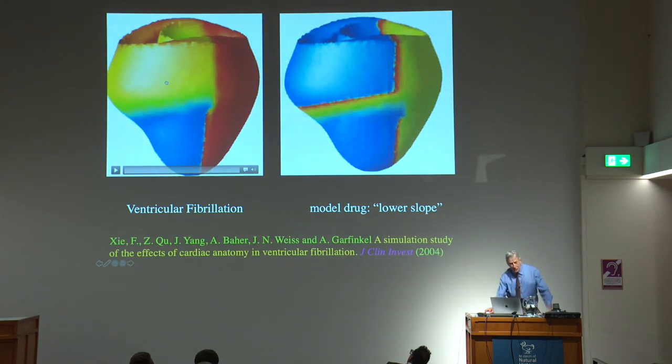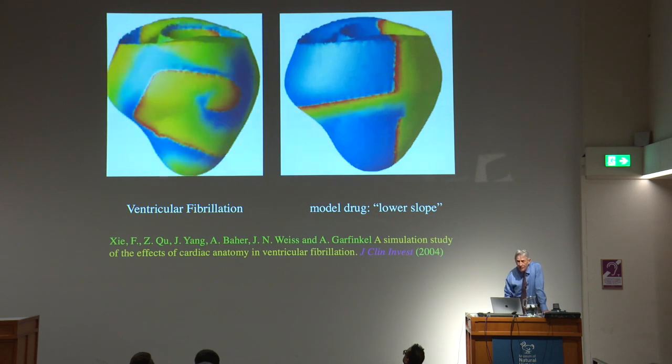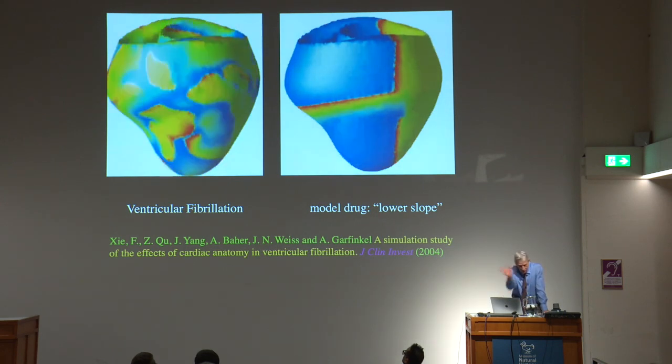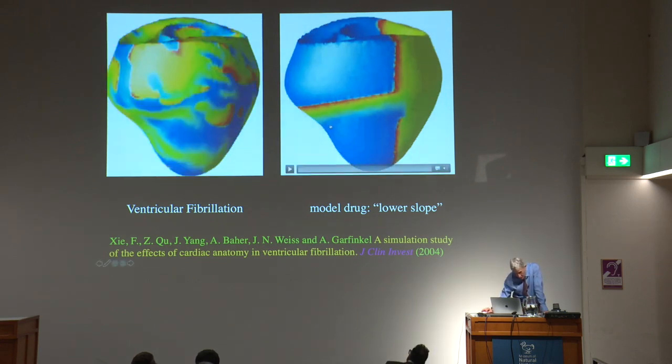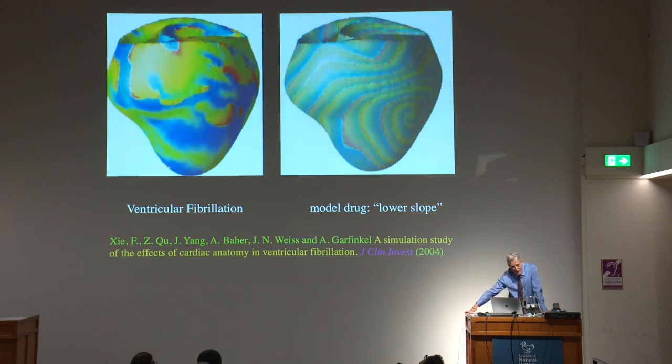So we figured, let's try this in a whole heart model. So here's VF in a whole heart model. You see the spiral wave immediately broke up into the multi-wave fibrillation. We put in a model drug that lowered the slope, and the spiral wave does not break up.